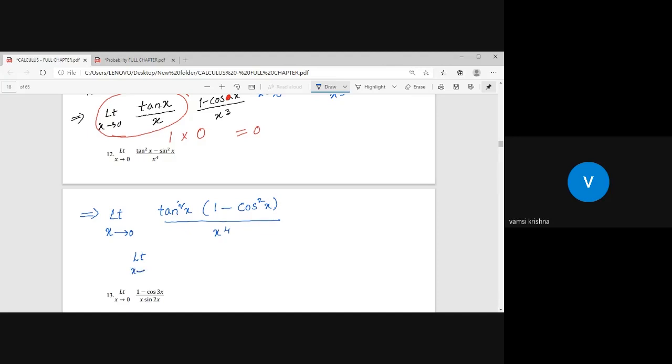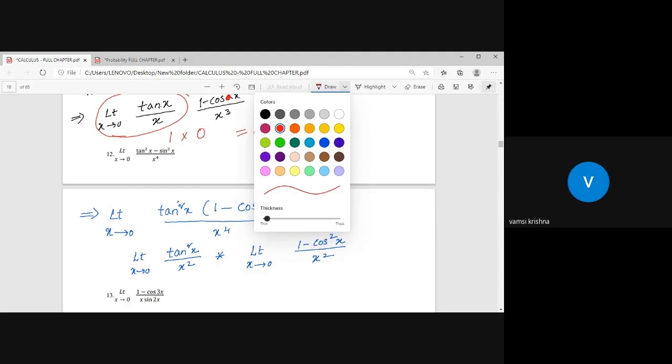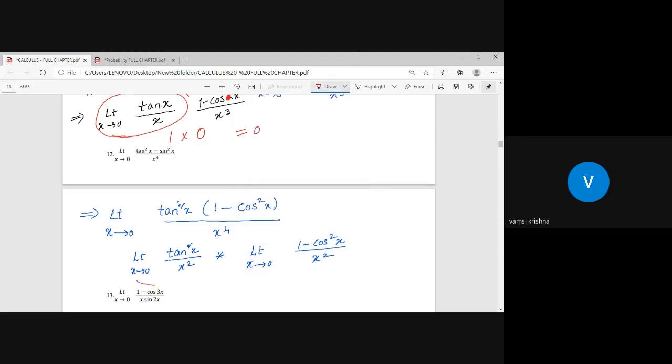Limit x tends to 0, this is tan square x by x square, into limit x tends to 0, 1 minus cos square x divided by x square. I just distributed this x power 4 as x square into x square. Now I can apply the formula. So I can write tan square x by x as tan x by x whole square. I hope you understood this. And it will become 1 whole square, that is simply 1.